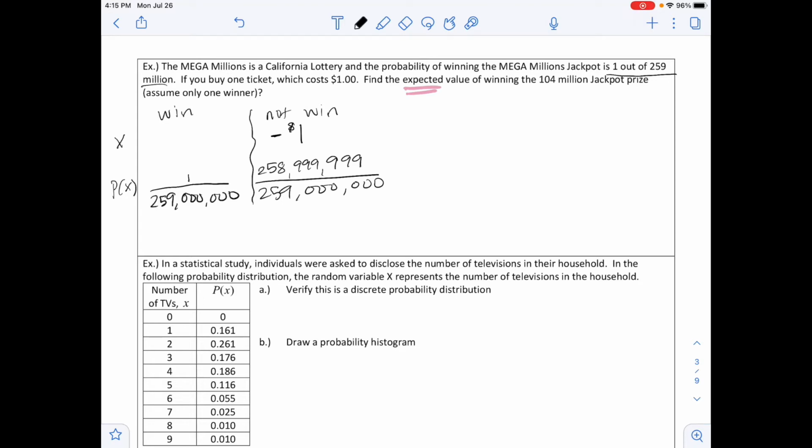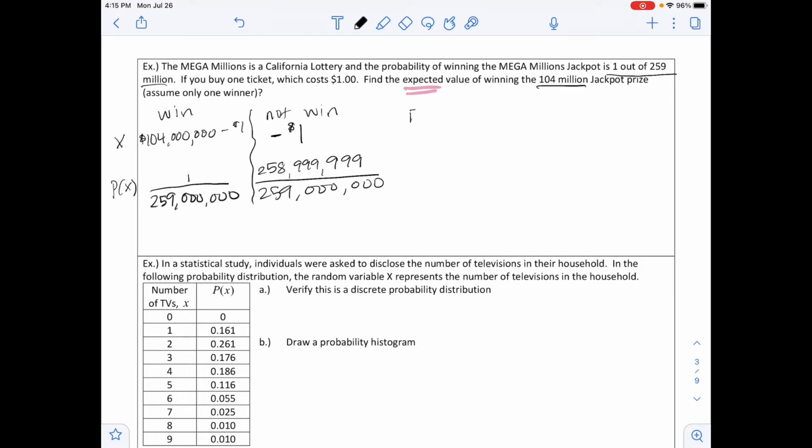How about when you win? When you win, it does tell us that's a $104 million jackpot prize. And so for this, we would have the $104 million, so put your 6 zeros. However, I know it doesn't seem like much in the scope of this problem, but you did still pay that $1 to play this game. So we need to subtract away the $1 that you did spend.